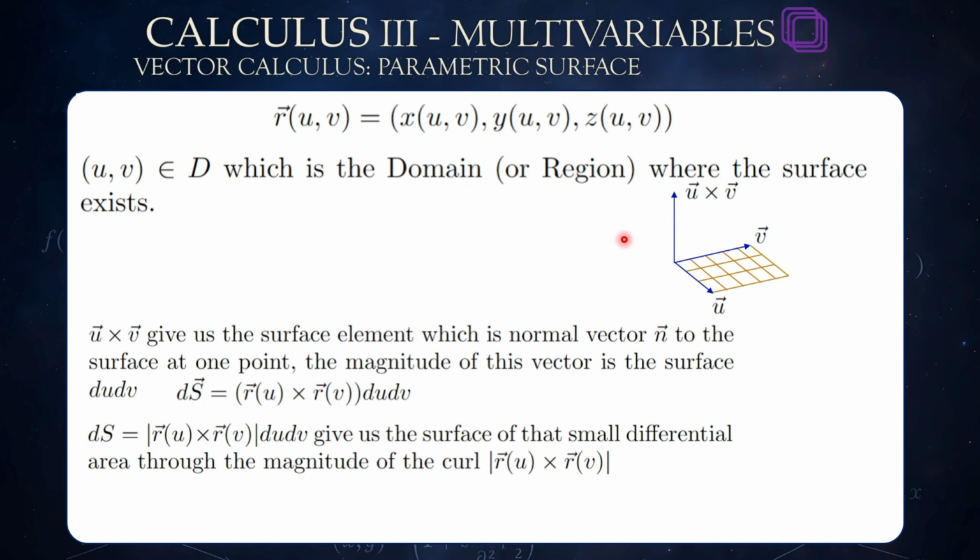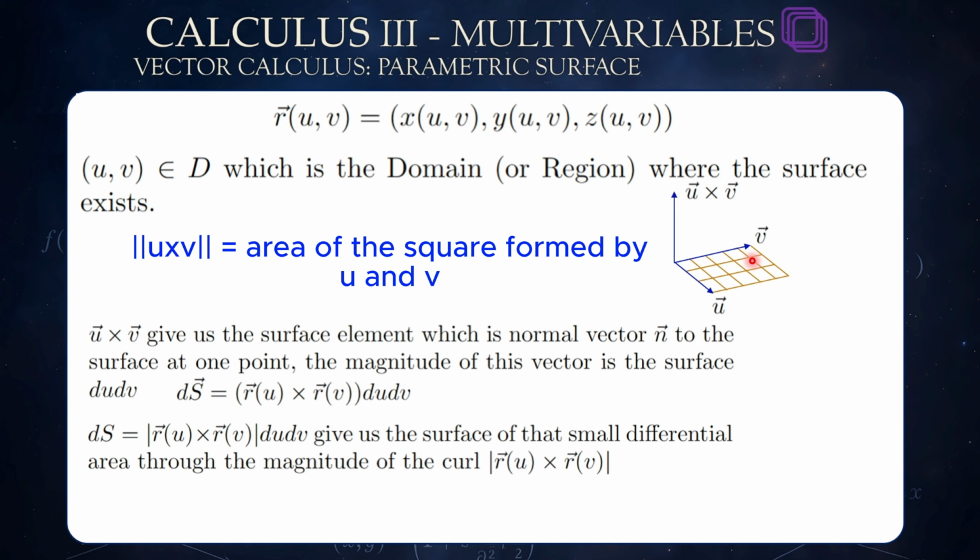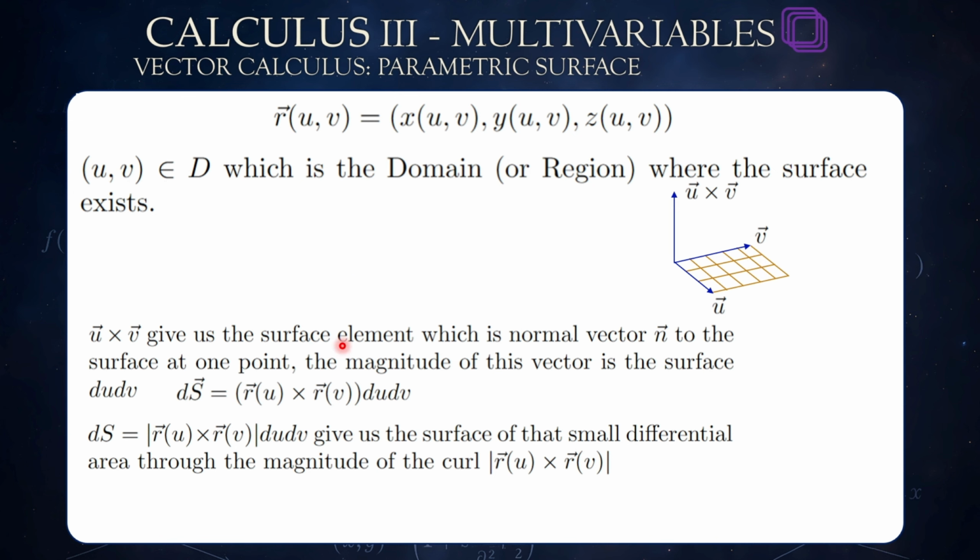This is what the domain would look like. You have a curve over a 2D space. U and V are the components of a vector which is a rotational, or a curve over the surface, equal to U cross V. So U cross V gives us the surface element, which is a normal vector to the surface. Remember, the cross product is a normal vector over these two vectors, and its length defines the area or the surface between U and V, which is the surface of that small patch. So the magnitude of this vector is the surface du dv.